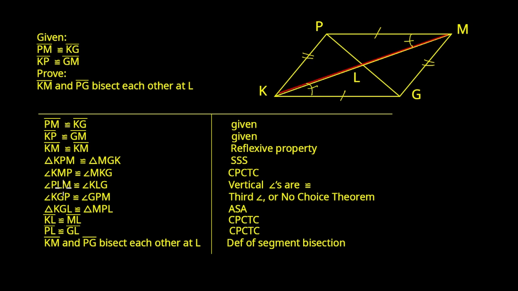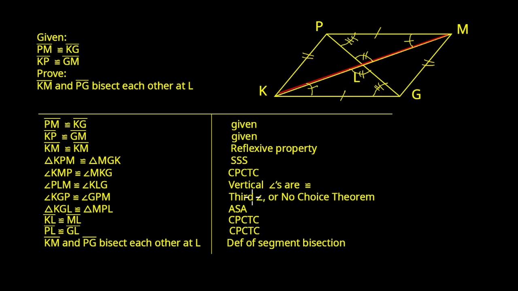Next, angle PLM is congruent to angle KLG. Vertical angles are congruent. So angle PLM here is congruent to angle KLG over there. Vertical angles. Next, angle KGP is congruent to angle GPM. So KGP right there, and angle GPM over there.